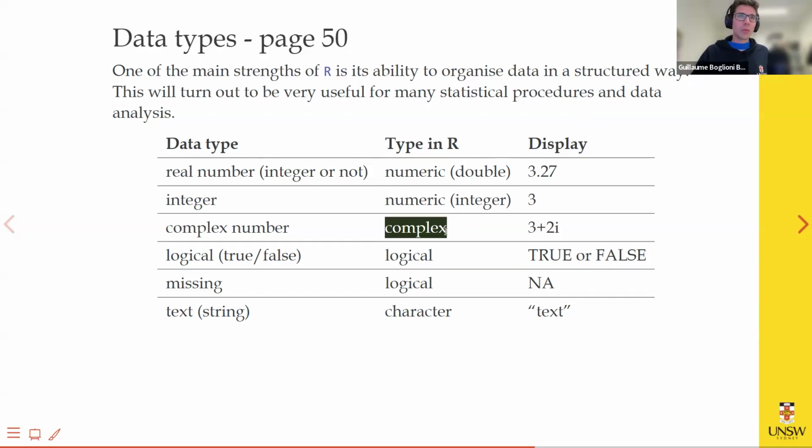I don't think we're going to deal with complex numbers, but they're supported in R. For example 3.2i, where i is the imaginary number that you've learned in your maths extension 2, I believe. Then you have logical values, so essentially true, false. You can have a missing value. We'll give an example in a second. I'm not too sure why it's considered to be a logical value, to be honest, but it is, and this is displayed in R as NA, for not available. And then you have the character, so basically text. So those are the main data types.